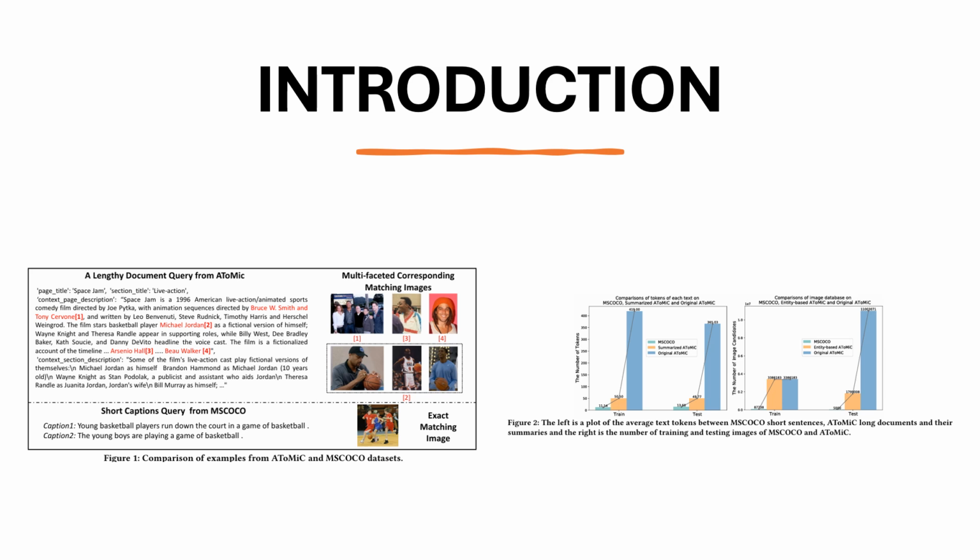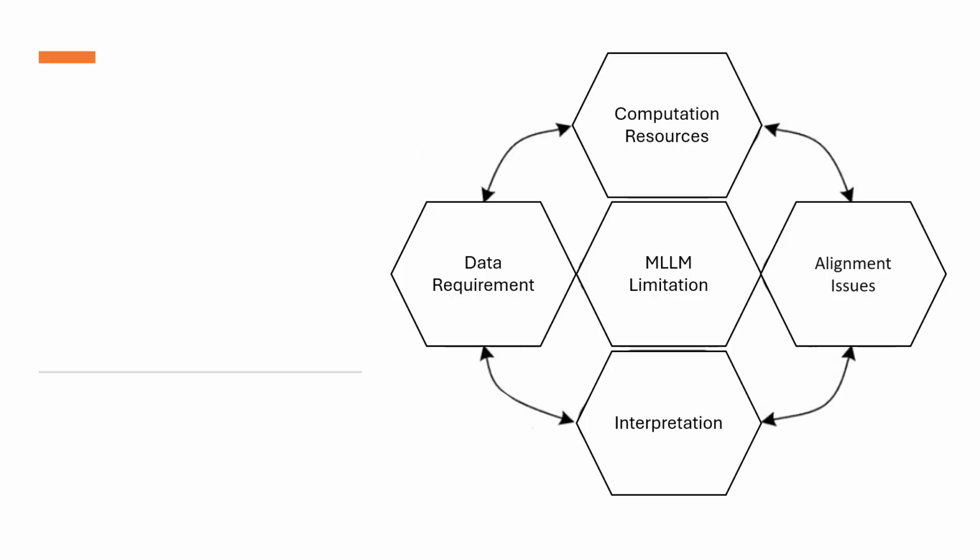So this Figure 1 is a comparison of examples from the Atomic and MS Coco datasets. For Atomic, it takes more words to have these multifaceted corresponding matching images. In the second figure, on the left is a plot of the average text token between MS Coco short sentences and Atomic long documents and their summaries, and on the right is the number of training and testing images of MS Coco and Atomic.